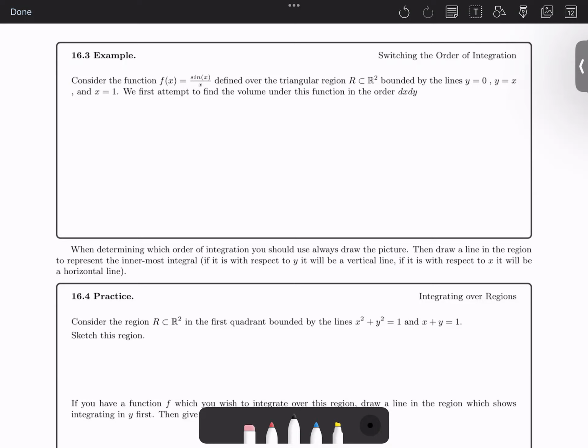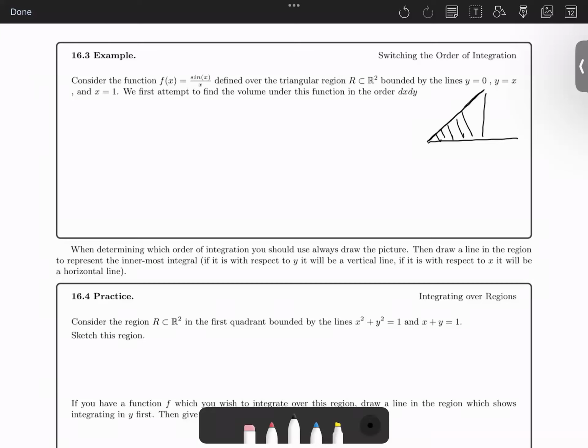Let's consider the function sine of x divided by x defined over the triangular region in the plane bounded by the lines y is equal to 0. So I've got y is equal to 0 right there. I've got y is equal to x right there. And I've got x is equal to 1.